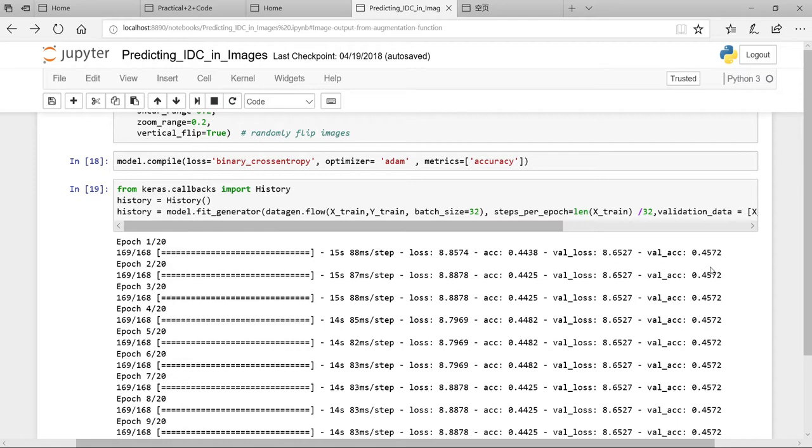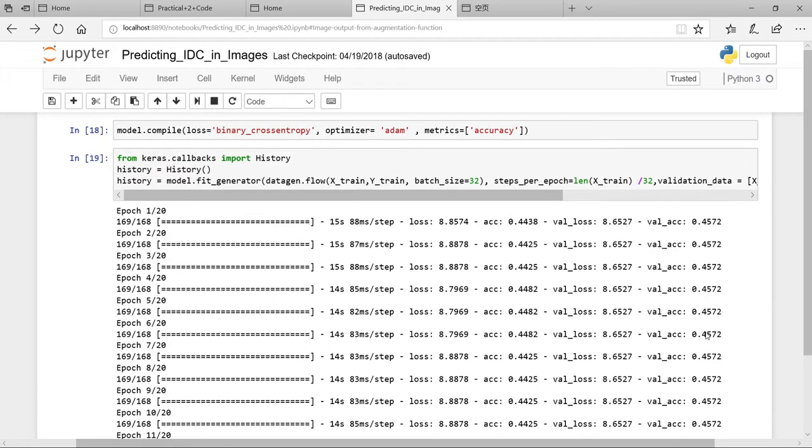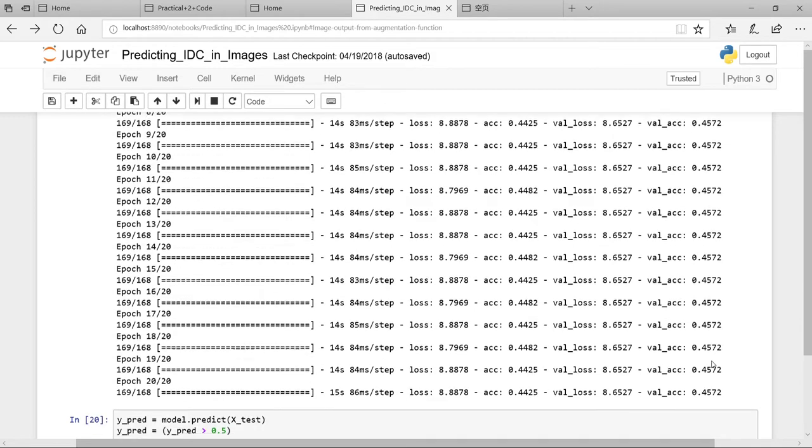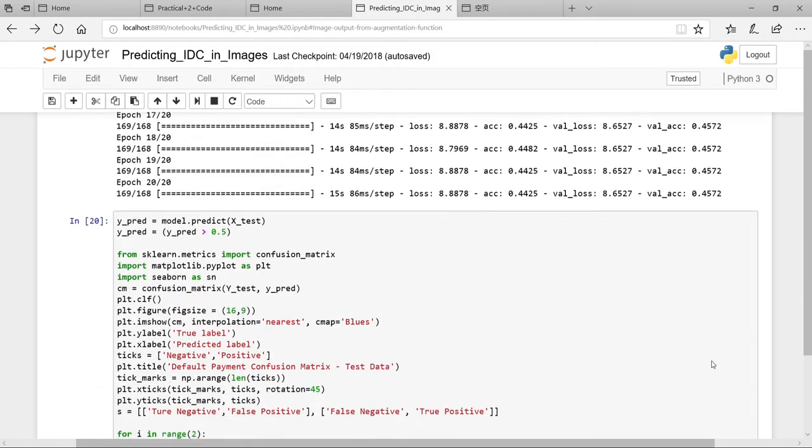Unfortunately, when I first trained my model, I found that it had terrible performance. Its accuracy rate is only 45%. However, if I guessed randomly, I would still have at least a 50% accuracy rate. So that's totally unacceptable.